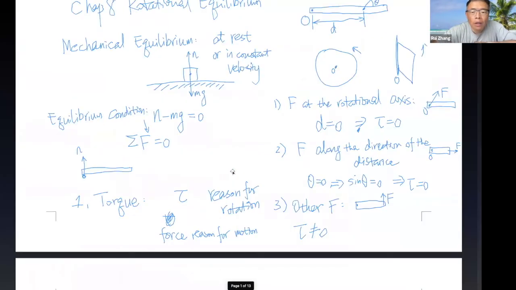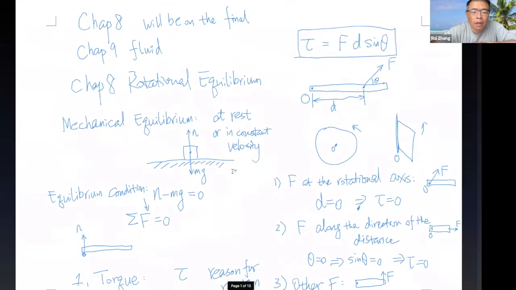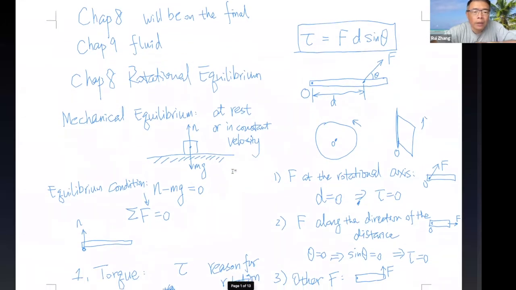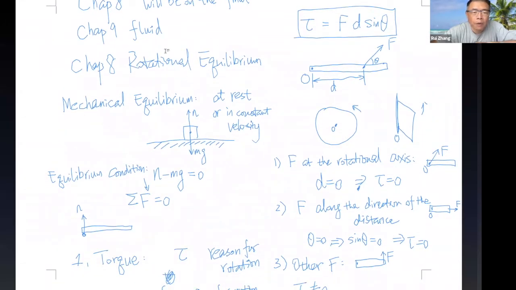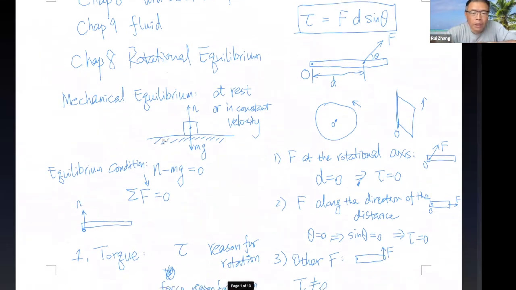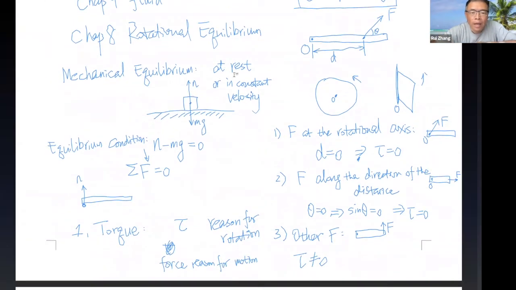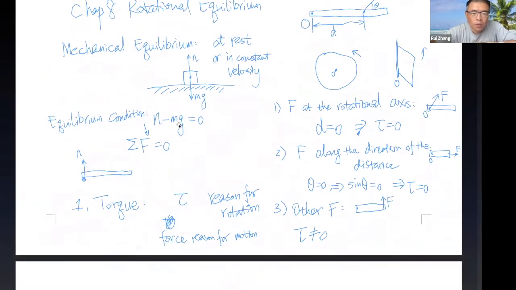So here is what we talked about yesterday. Chapter 8, as I said, we focus on rotational equilibrium. This is kind of like chapter 4 on Newton's laws, but now we care about rotation. We start from mechanical equilibrium, which is defined as something at rest or at constant velocity. In that case, the total force equals 0. So the normal force equals gravity, the normal force equals the weight.